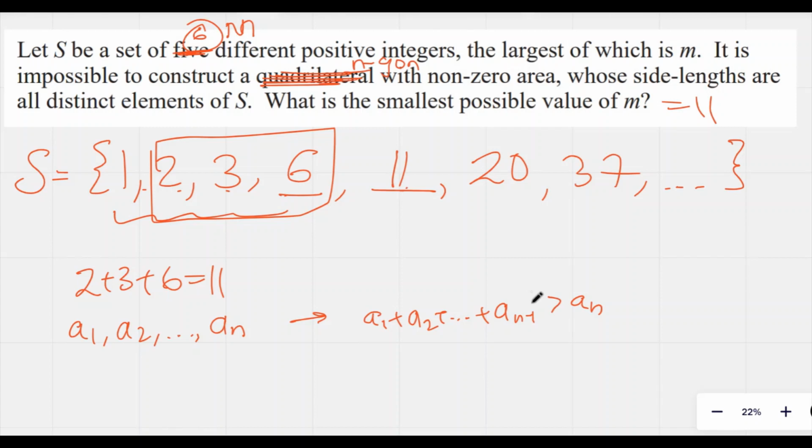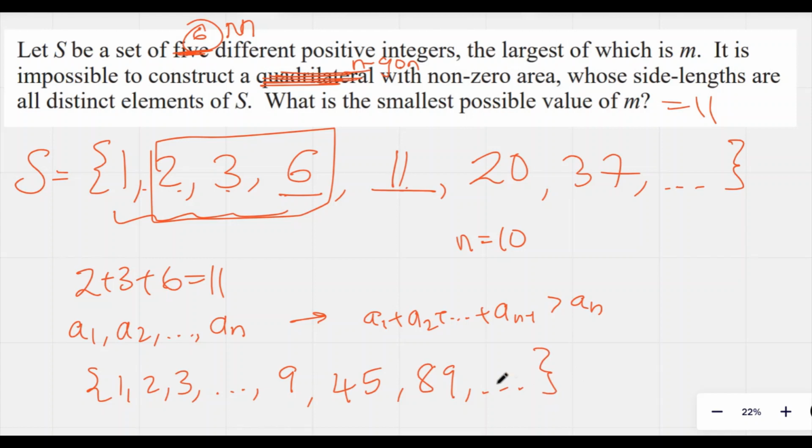And then it's not too difficult to choose your set. If I give an example with, let's say, n equals 10, I'd choose my first 9 elements to be 1, 2, 3, all the way up to 9. And then my next element would have to be the sum of all of these. So 1 plus 2 plus 3 plus all the way up to 9, which would be 45. Then I'd do 2 plus 3 plus all the way up to 9 plus 45, which would be 89, I think. And you'd keep doing this and you'd create another set, S.